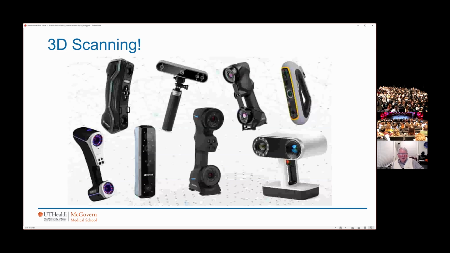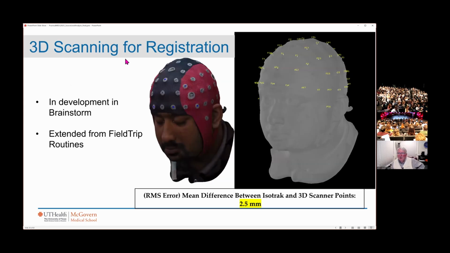But that's almost 40-year-old technology. These days, 3D scanning is popping up everywhere because of the 3D printers. So we went out and grabbed one of these devices and are now implementing 3D scanning for registration. We found Robert Oostenveld very nicely already had extended routines in FieldTrip for his 3D scanner. We took those routines and extended them for the one that we bought. So we're pretty close in development in Brainstorm to releasing this, where you can use these pretty easy to use 3D scanners, just run around the subject.